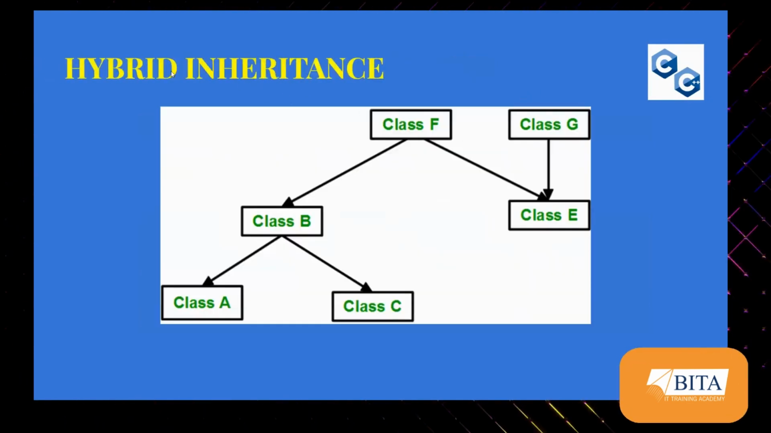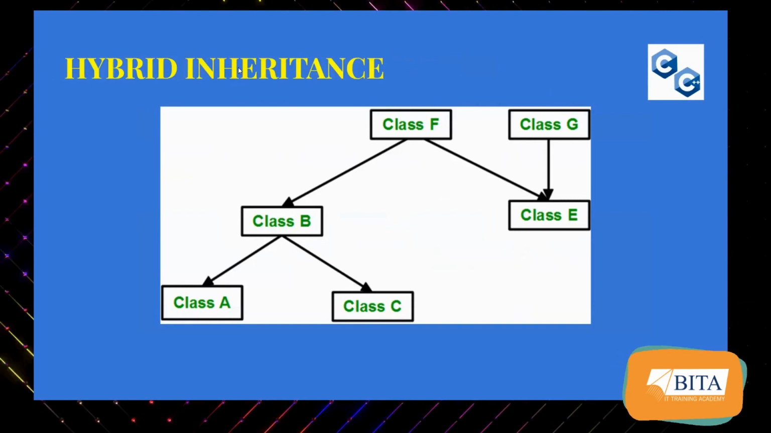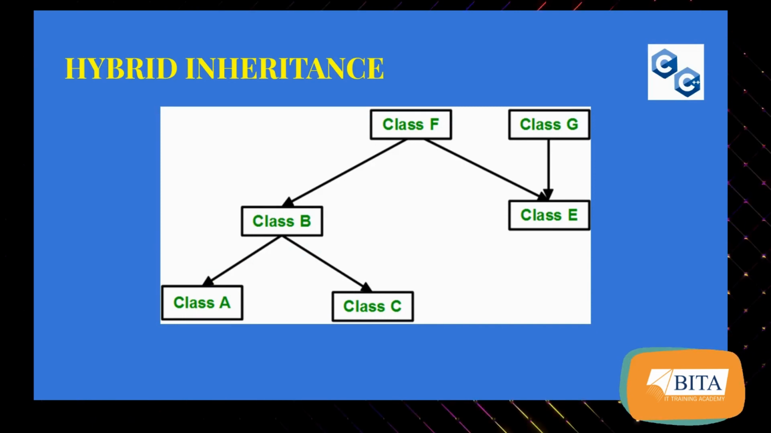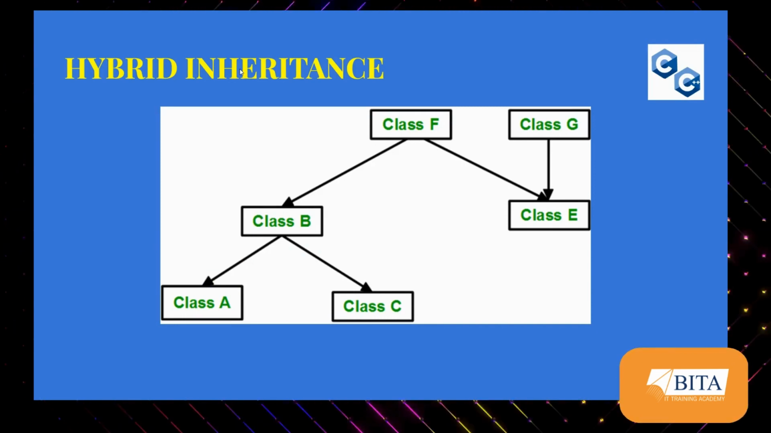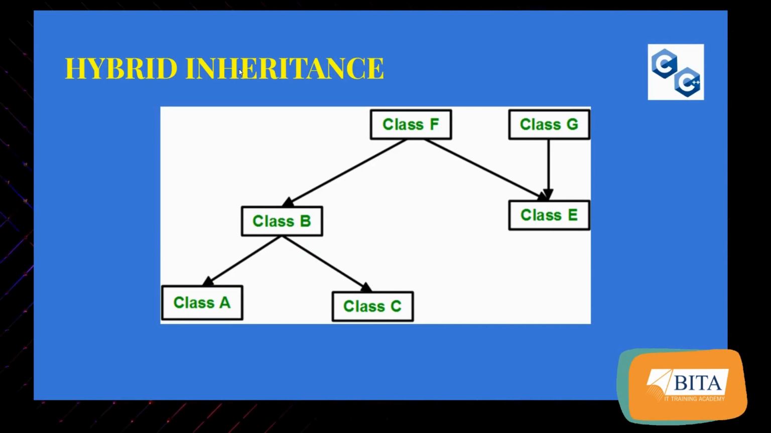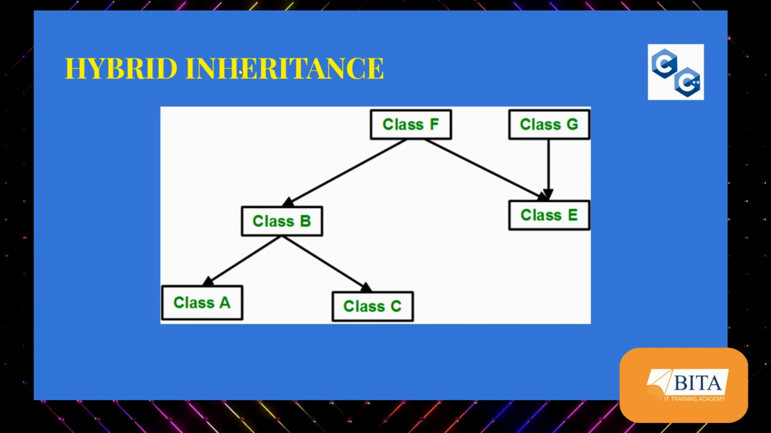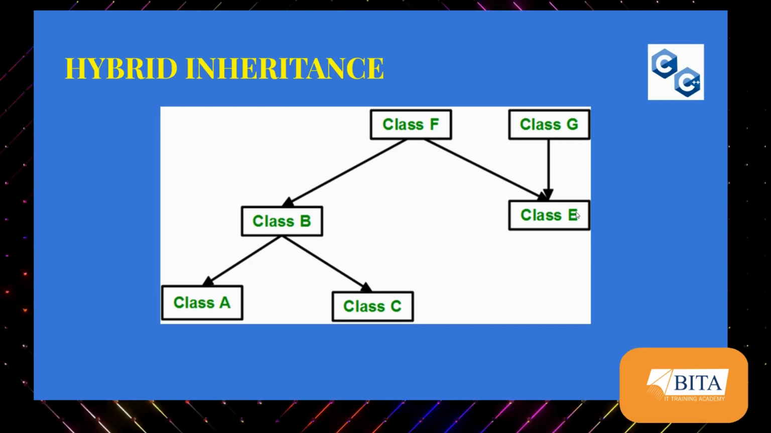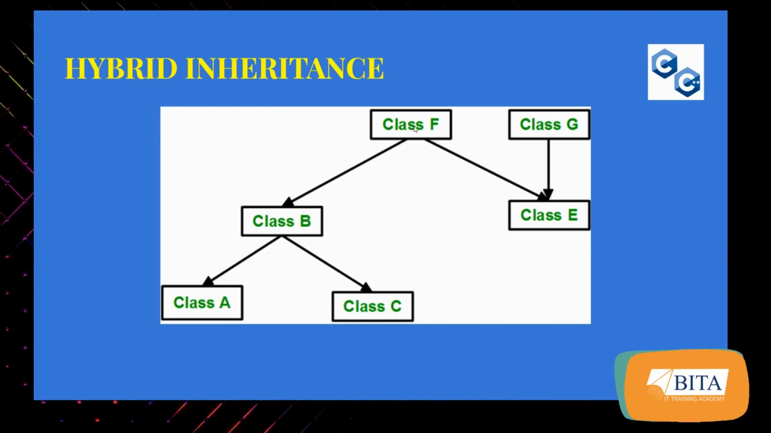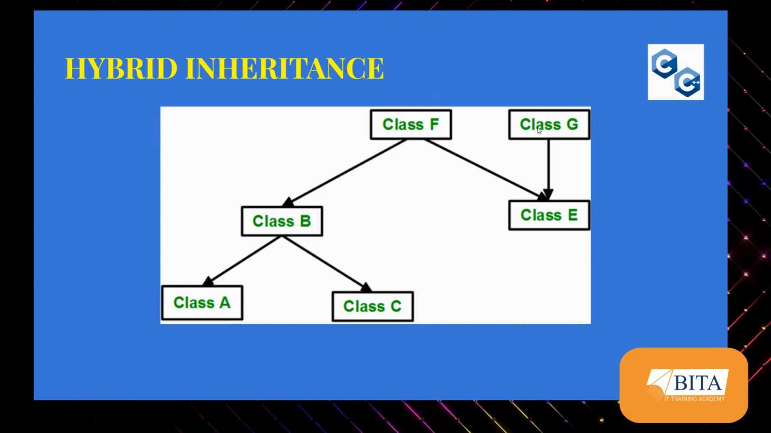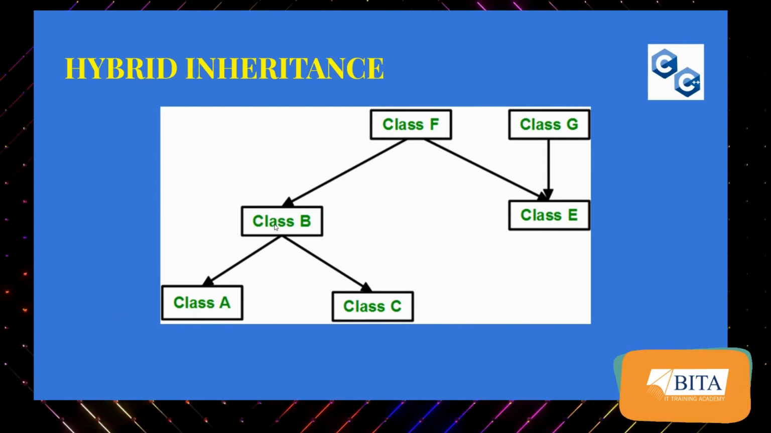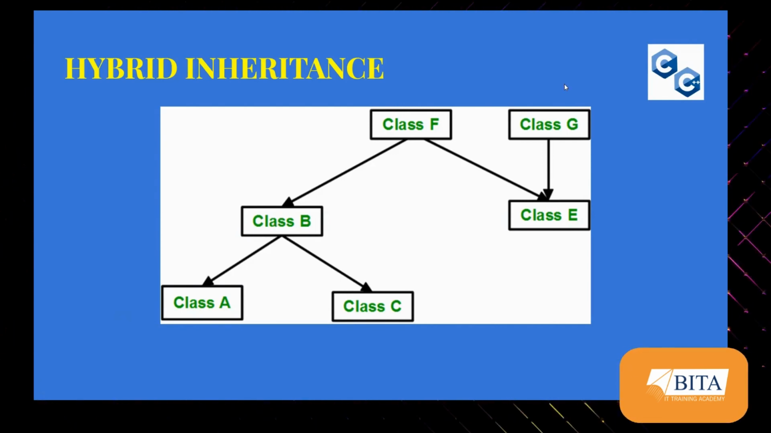The final one is the hybrid inheritance, which is also known as the virtual inheritance, and it is the combination of more than one type of inheritance. So in this example, it is the combination of both hierarchical and multiple inheritance. Class E is derived from class F and class G. This is the multiple inheritance. Class A and class C are derived from class B. This is the hierarchical inheritance.